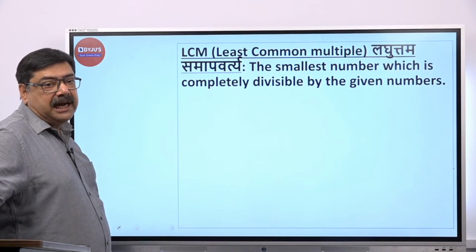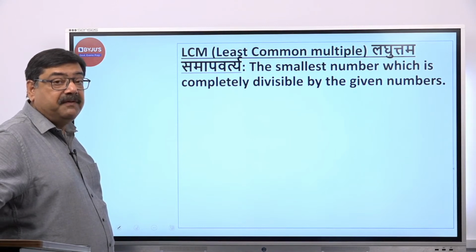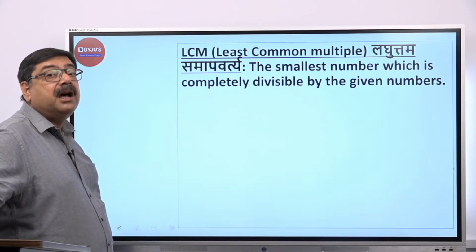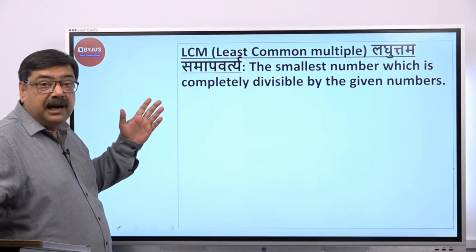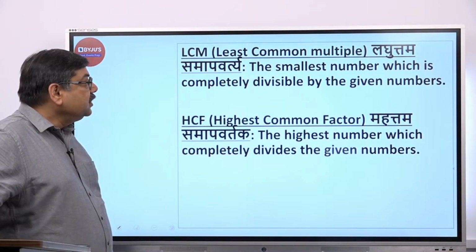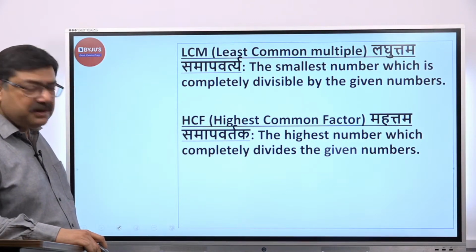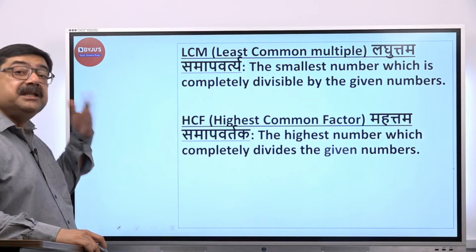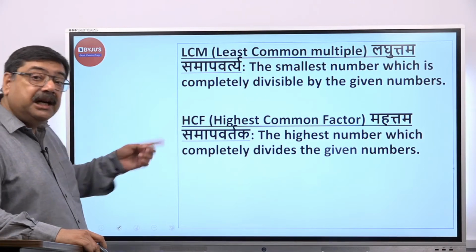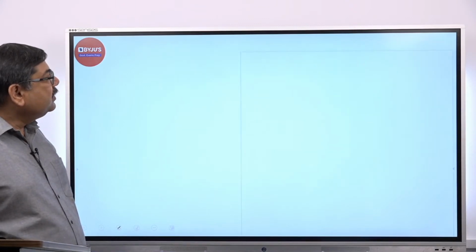Alright, starting with LCM and HCF, least common multiple, highest common factor, लघुत्तम समापवर्त्य and महत्तम समापवर्तक. So what is LCM? Smallest number which is completely divisible by the given numbers, and HCF is the highest number which completely divides the given numbers. Well, simple things actually.